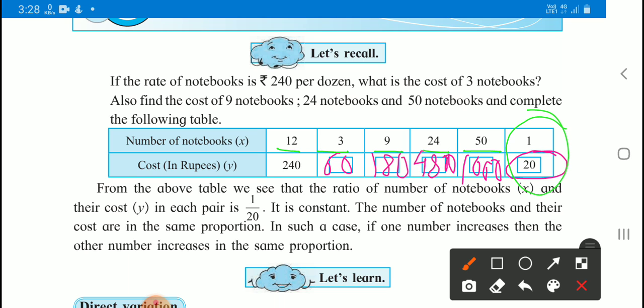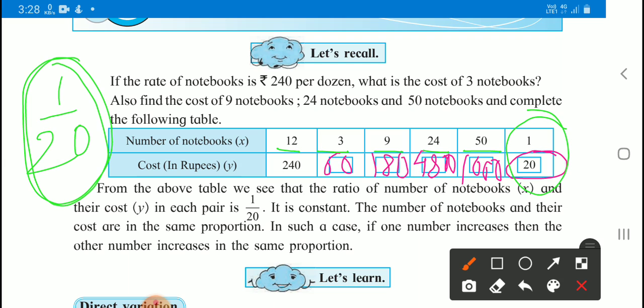Look, 12 ones are 12, and 12 twenties are 240. 3 ones are 3, and 3 twenties are 60. 9 ones are 9, and 9 twenties are 180. 24 ones are 24, and 24 twenties are 480. 50 ones are 50, and 50 twenties are 1000. So this ratio is equal to 1 upon 20. You can see everywhere the ratio of the number of notebooks and the cost of notebooks is equal.